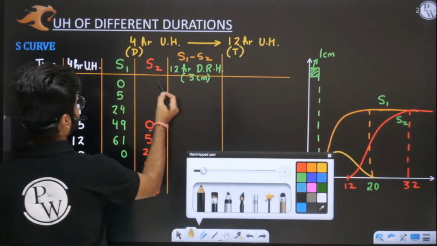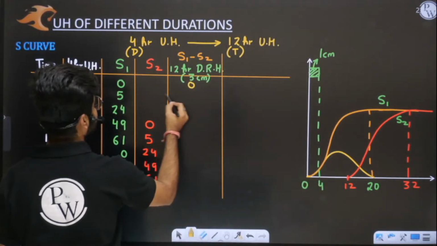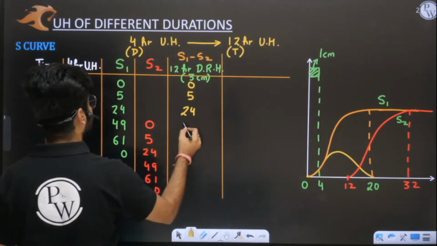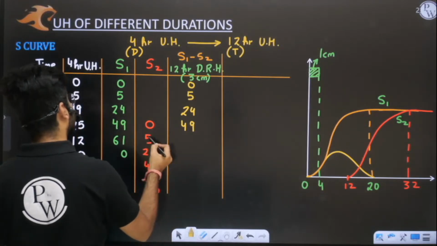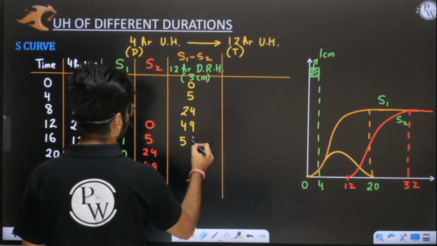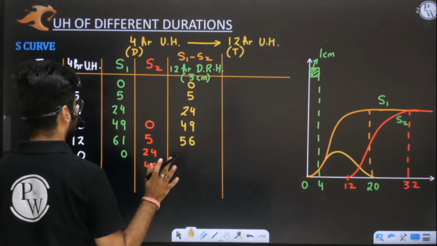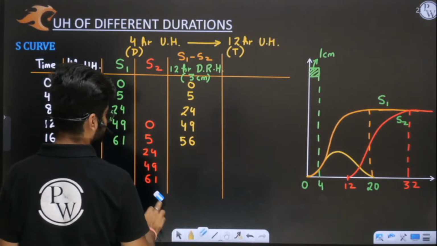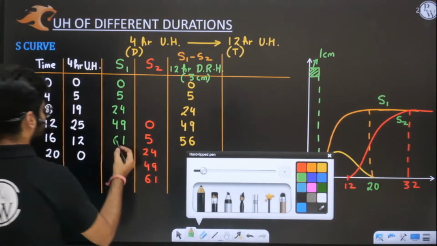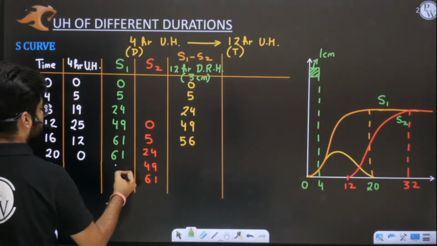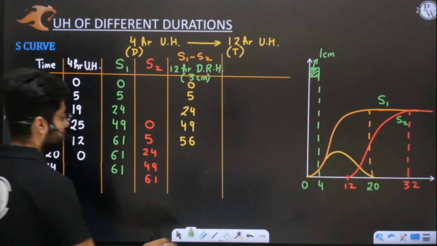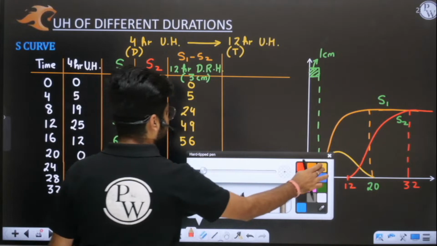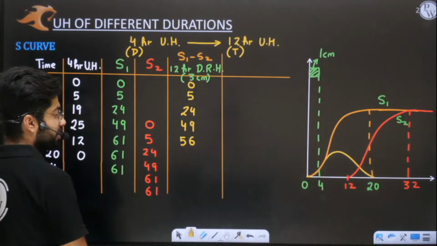Subtract them. 0 minus 0 is 0. 5 minus 0 is 5. 24 minus 0 is 24. 49 minus 0 is 49. 61 minus 5 is 56. Like this. Okay, sorry, this is wrong. This value we have written wrong. See, 61 plus 0 is 61. S curve becomes constant like this. Sorry, this is 61. S curve becomes constant.